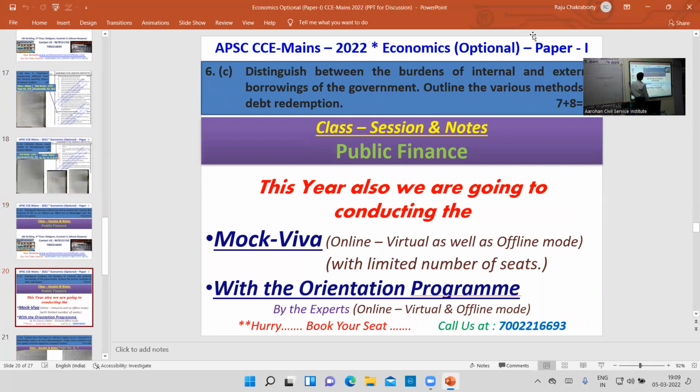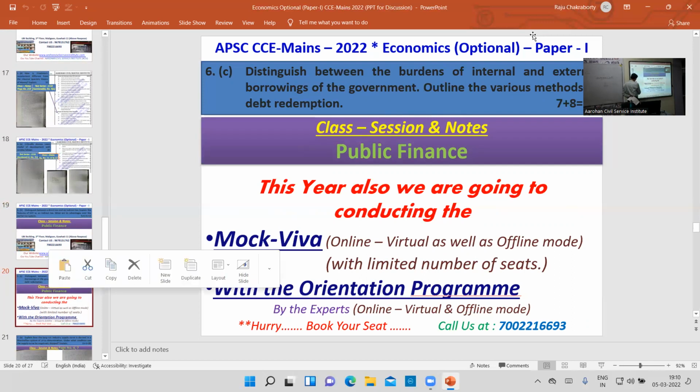question 6C: distinguish between the burden of internal and external borrowing of the government, and outline the various methods of debt redemption. Debt redemption and borrowing have a little bit of similarity with our previous question. This is in our syllabus, under public finance, and we have discussed it.